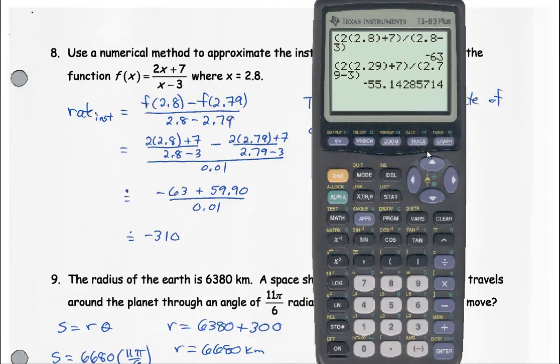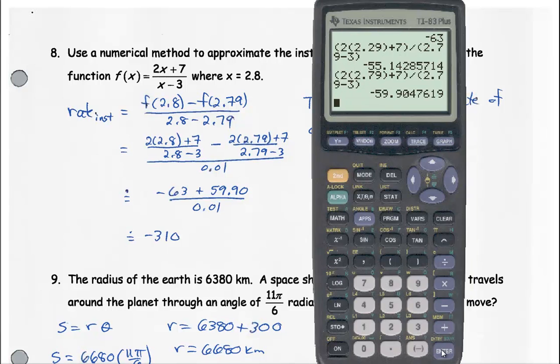Oh, I've got 2.29 here. I don't know why I did that. 2.79, 7979. There we go. So that's where this number comes from.